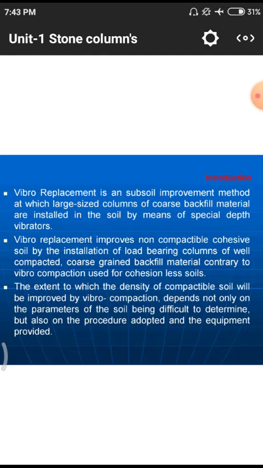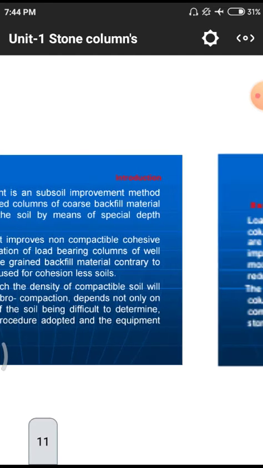Next, the extent to which the density of compressible soil will be improved by vibro compaction. By using these vibro compaction techniques, the density also has some amount of improvement. It depends upon the parameters of the soil, which is difficult to determine, but the procedure adapted to the equipment is provided. For some kinds of soils we cannot determine the soil bearing capacity in the field itself, so we need these techniques to improve the soil bearing capacity without using laboratory techniques or appliances.